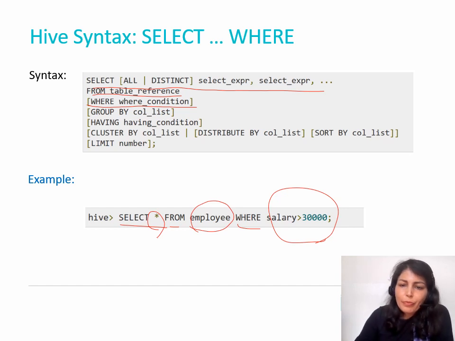So the output would be all the information of employees who have a salary of more than 30,000.